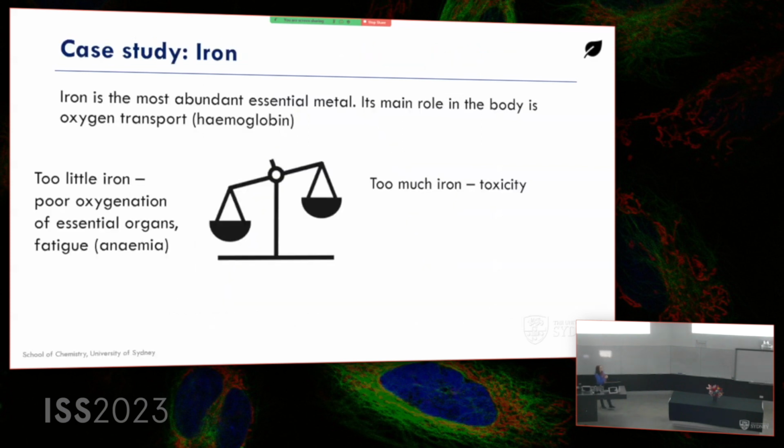So I'm going to tell you a little bit about iron as an example of an essential metal. It's the most abundant essential metal we saw before, and its main role in the body is carrying oxygen in hemoglobin, but it has many other roles. So if we have too little iron, then we don't get good oxygenation of essential organs. We get very tired very easily. That's one of the first symptoms of low iron. And of course, anemia is the name of when we don't have enough iron. We are not able to carry oxygen efficiently. But if we have too much iron, also we will have toxicity.